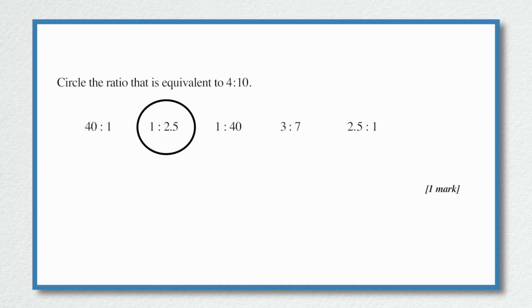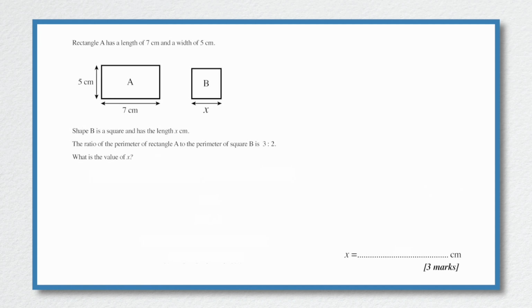Ratios can also appear in less obvious contexts. For example, look at this question. Rectangle A has a length of 7 centimeters and a width of 5 centimeters.